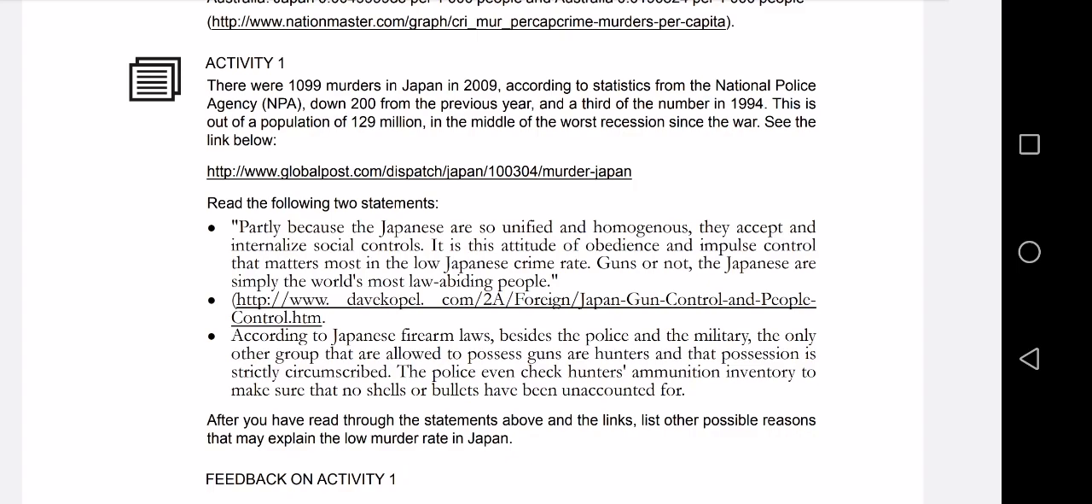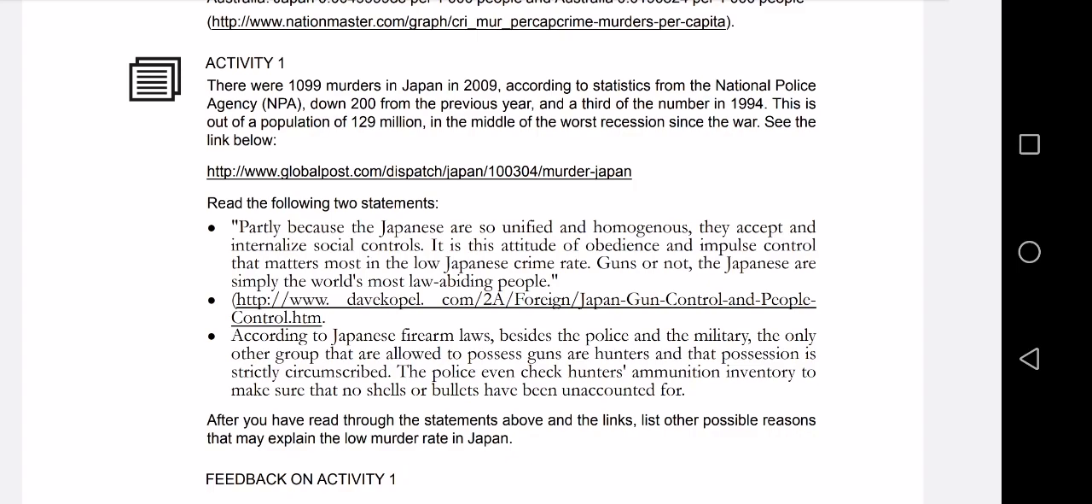Partly because Japanese are so unified and homogeneous, they accept and internalize social controls. It is this attitude of obedience and impulse control that matters most in the low Japanese crime rate. Guns or not, the Japanese are simply the world's most law-abiding people.